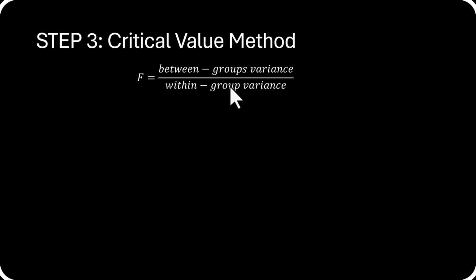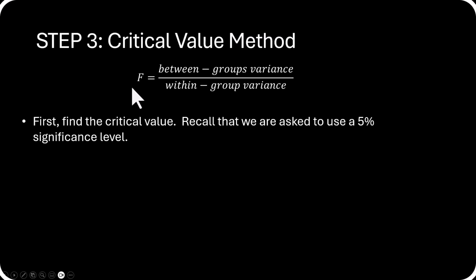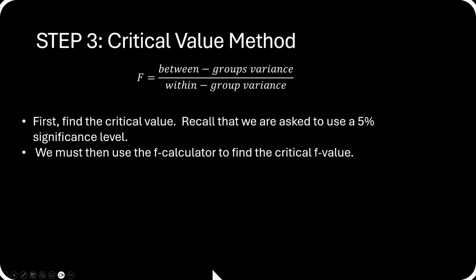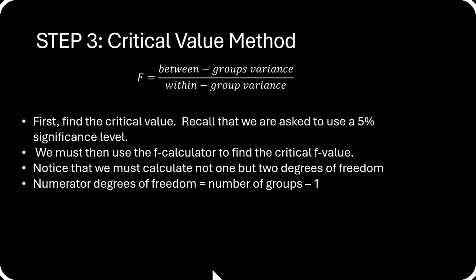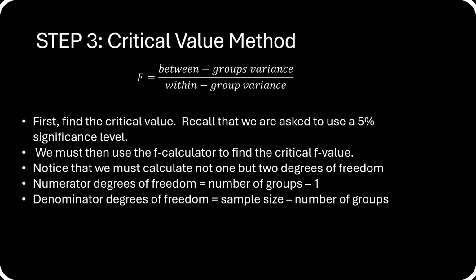Again, I have this computation up here just to remind you what the F statistic is measuring. If I want to use the critical value method, I have to find a critical value. This critical value comes from the fact that I'm asked to use a 5% significance level. So we have to use an F calculator in our software, which again, I'm not teaching you how to use in this video. I'm just telling you that's what you would have to do to find the critical value. Remember, I talked about my degrees of freedom. First we calculate the numerator degrees of freedom, which was the number of groups minus 1. Then we calculate the denominator degrees of freedom, which is the sample size minus the number of groups.